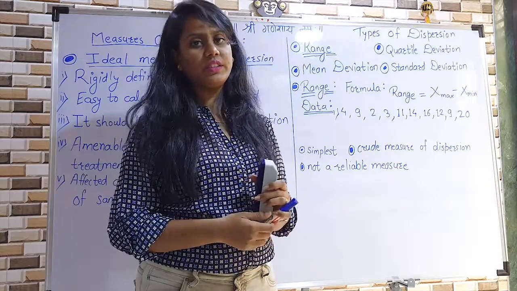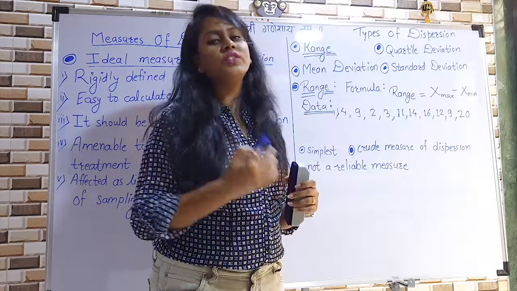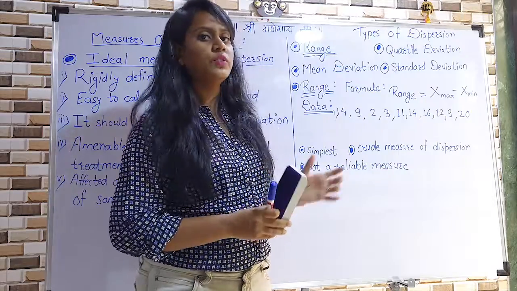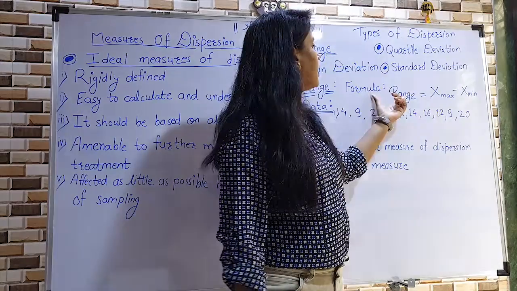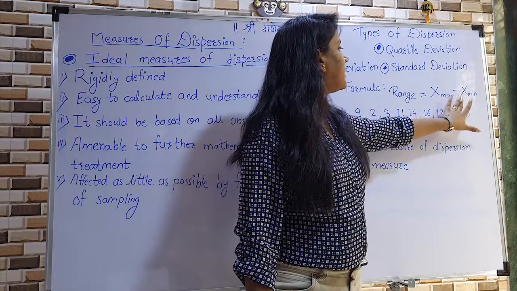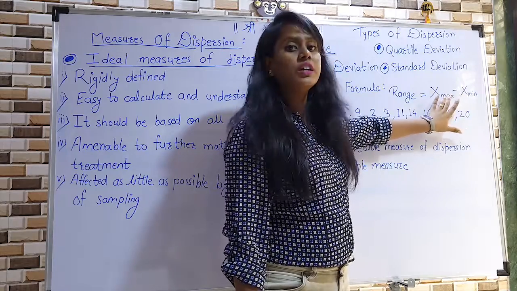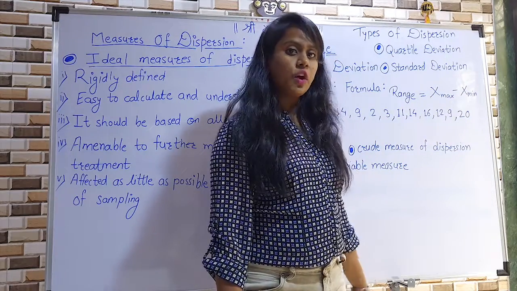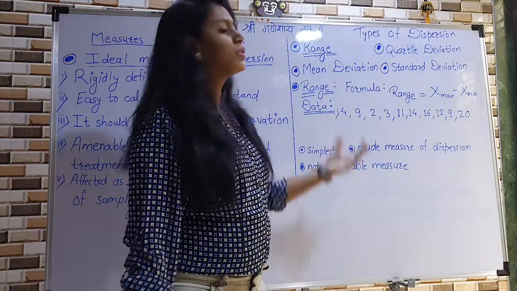How to define the range? Range is nothing but the difference of the largest value and the smallest value, and therefore the formula given to us is range equals x max minus x min. That means we are taking the difference of the largest value and the smallest value, and that is nothing but the range. Now how to calculate it?